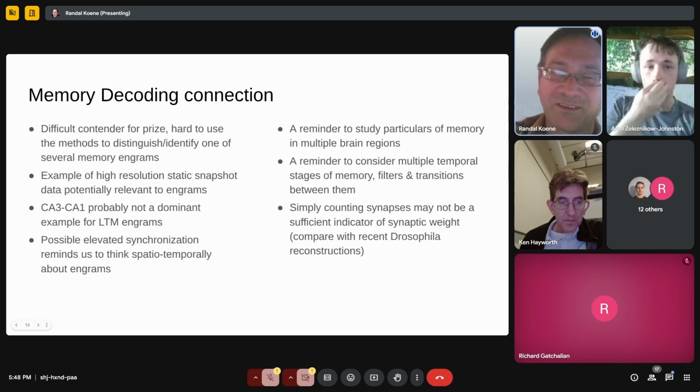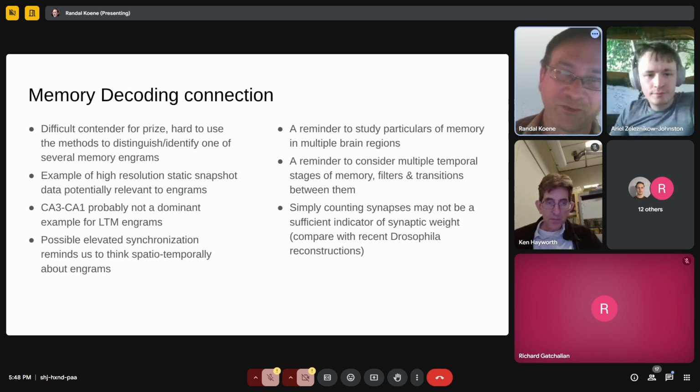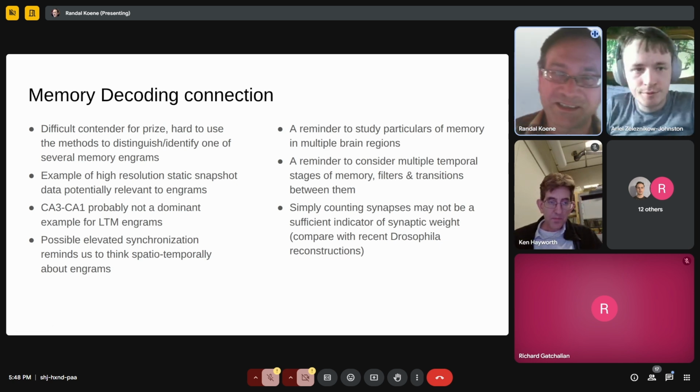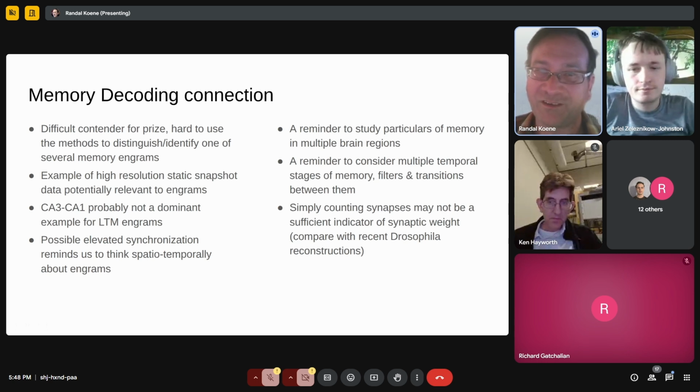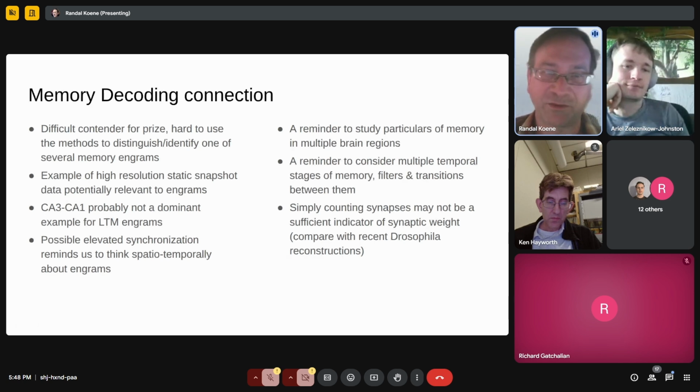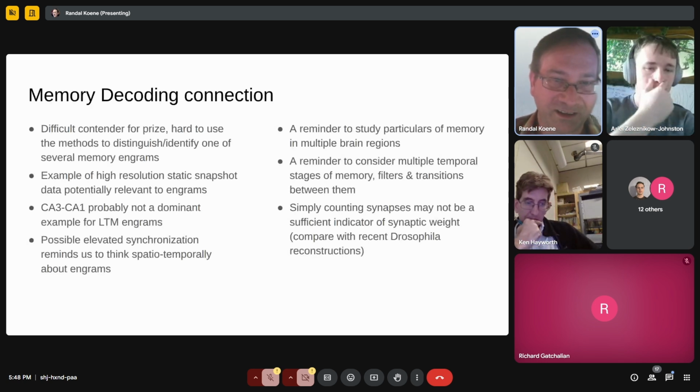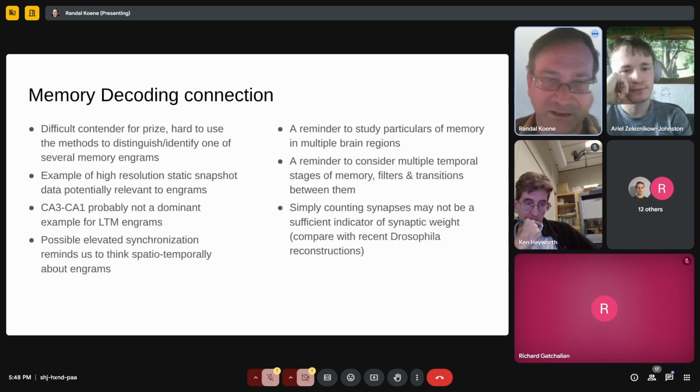Because I think there are some things that we can at least take away from the study that are useful. I don't think the study is necessarily a strong contender for the prize, not just because of the limitations, but also because even if everything were perfect, it would be difficult to use the methods shown to distinguish or identify one of several possible memory engrams. Although maybe in the methods area, they could be a contender. What this does do is take a closer look at precisely the kinds of data that you need to pick up on in specific brain regions when using static data to attempt to identify differences in connection strengths that make up representations relevant to engrams.